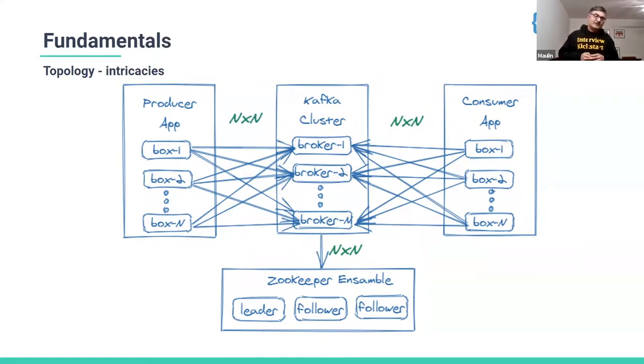The other implication of this n-square topology is that every broker is getting inbound connections from every other consumer or producer application box, which translates into sockets, and sockets translate to file descriptors on the operating system. Out of the box, looking at this design, you realize that you are going to be configuring a high number of file descriptors to be allowed to be open on the Kafka cluster.